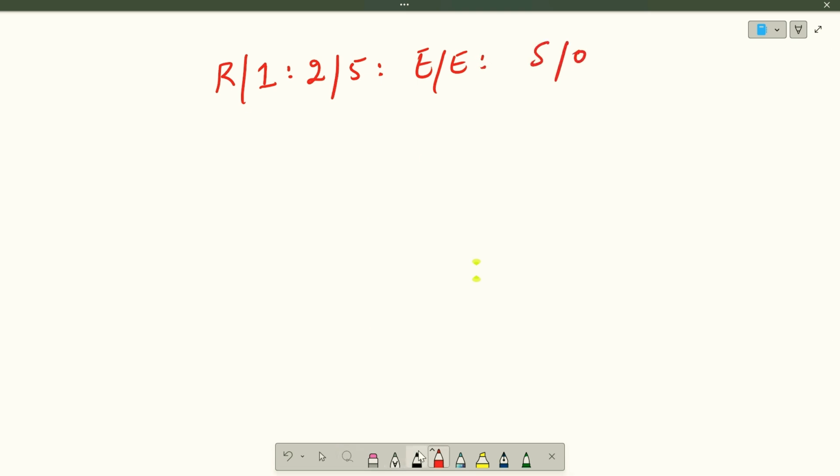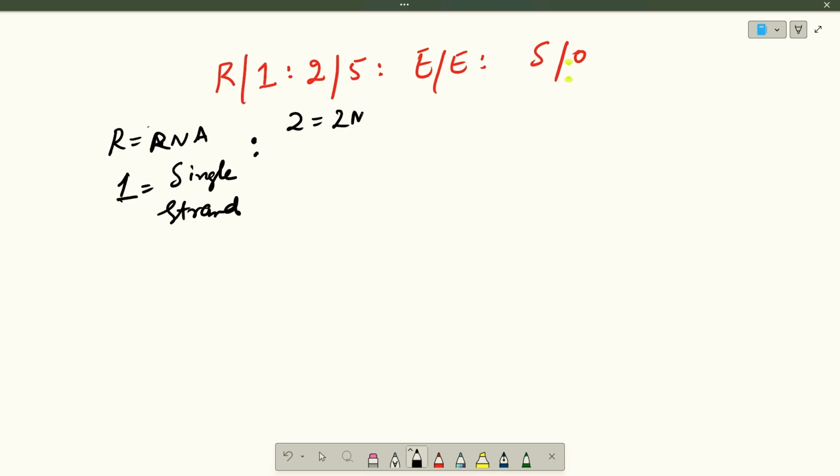Okay, so let's now decode it. R here represents the type of nucleic acid, which is R equals RNA. And 1 here in this pair represents single strand. Now 2 here represents 2 million, and 5 represents 5%. That means the nucleic acid contributes 5% to the virus.